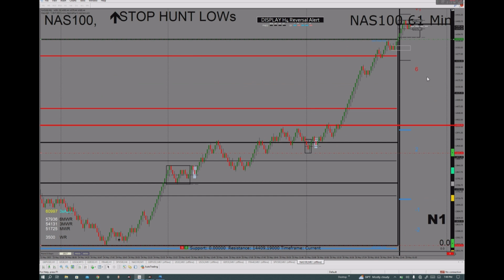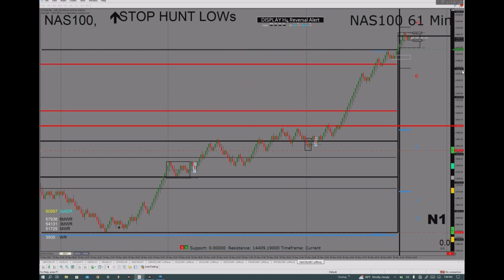All right. So next week, or this upcoming week, I want to see a double top, some type of double top formation or whatever.